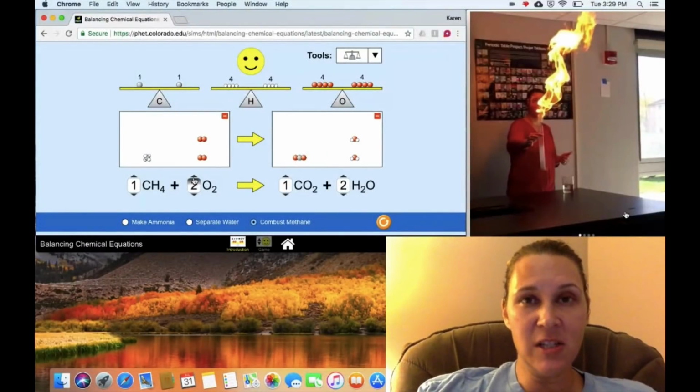The PhET simulation tells us we did it right. Let's look and see what we did again. We had 1 methane, which gave us 1 carbon, and 1 carbon dioxide, which gave us 1 carbon. We had 4 hydrogen on the reactant side, so we came over here and put 2 waters to give ourselves 4 hydrogen. That gives us 1, 2, 3, and 4 oxygen on the product side, meaning there had to be 4 oxygen on the reactant side. We did that by creating 2 oxygen. Our balanced chemical equation is 1, 2, 1, 2.